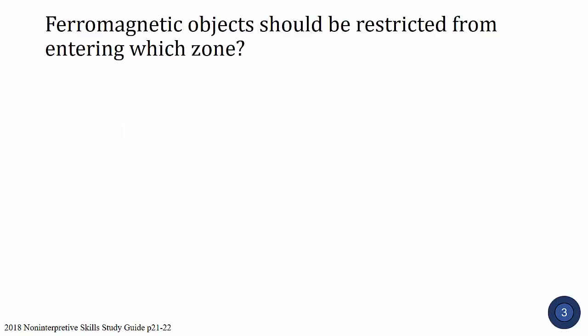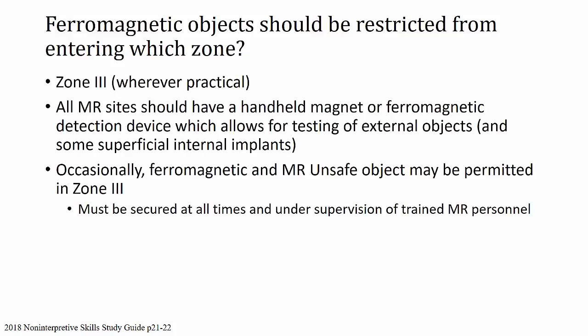Next question. Ferromagnetic objects should be restricted from entering which zone? The answer is zone 3, wherever practical. All MR sites should have a handheld magnetic or ferromagnetic detection device, which allows for testing of external objects and some superficial internal implants, so that they can test that hopefully before they go into zone 3. Occasionally, ferromagnetic and MR unsafe objects may be permitted in zone 3, but they must be secured at all times and under the supervision of trained MR personnel.